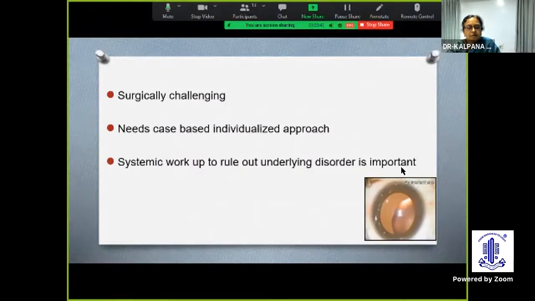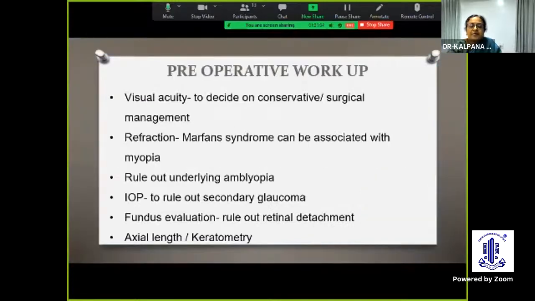When you talk about managing these kids with ectopia lentis, surgically it's very challenging because it needs a very customized approach based on the presentation. Also, importantly, the systemic workup has to be done because most of these syndromes have an underlying systemic involvement or other ocular associations. So it's very important to do a thorough preoperative workup.